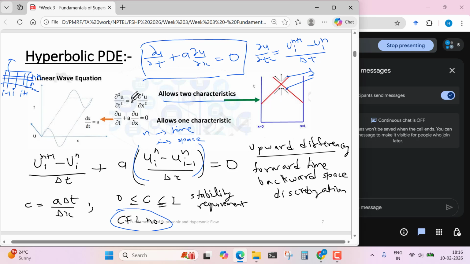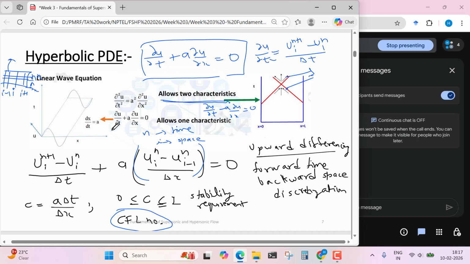So we can write the wave equation as ∂²u/∂t² = a² ∂²u/∂x². It will have two characteristics. One is ∂u/∂t + a ∂u/∂x, and another one is ∂u/∂t − a ∂u/∂x, equal to 0. It will have these two characteristics.